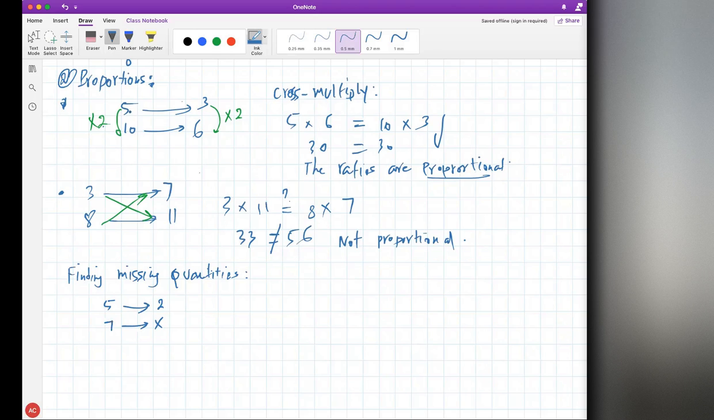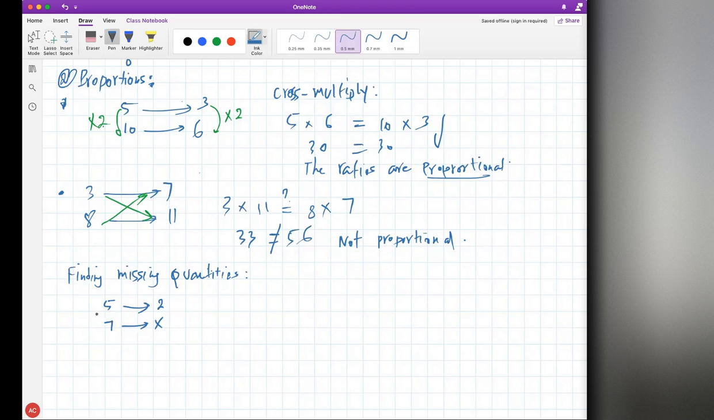So it's not always this simple. For example, here we can see that we doubled 5 into 10, and we doubled the other one. Here, to change 5 into 7, multiply by 7 and divide by 5. That's how we get 2 times 7 divided by 5. Okay, that's what we will do to solve it.